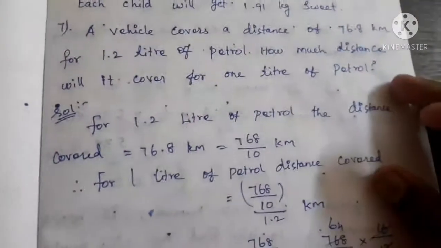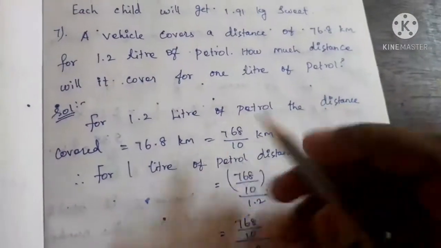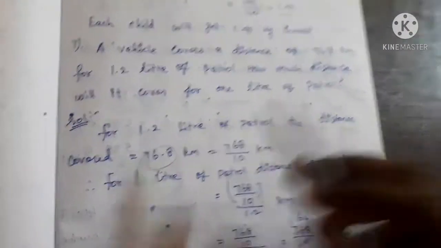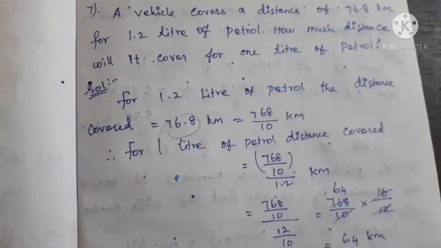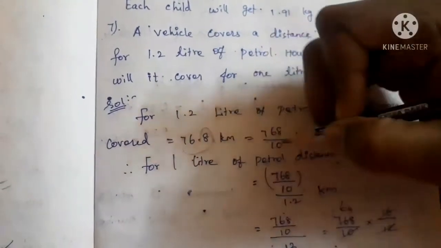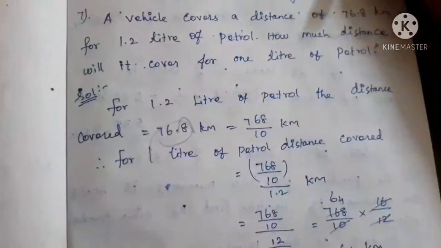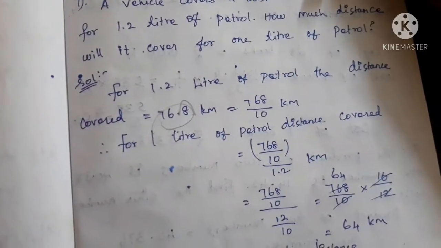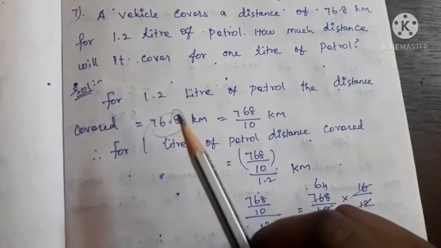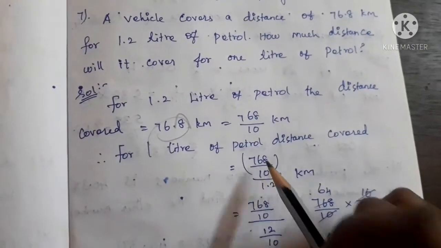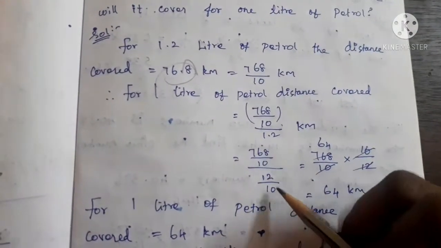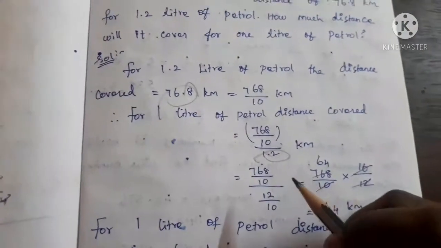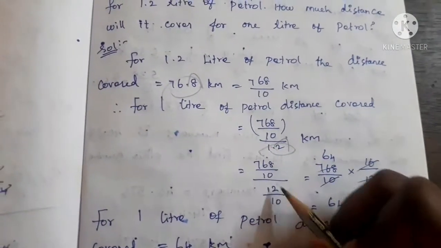For that, first you should convert this 76.8 into normal, that is whole number format. So it is 768. To move this point, we should divide it by 10. So for 1 liter of petrol, the distance covered is nothing but 768 by 10 divided by 1.2 kilometers. I am converting this again into whole number. For moving 1 point, we should divide it by 10.